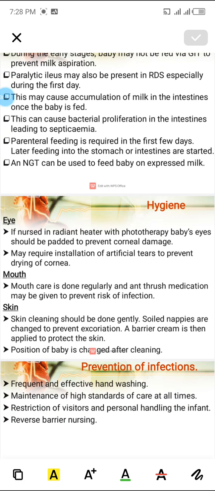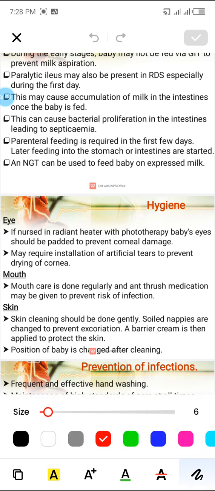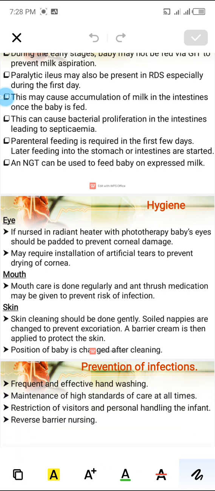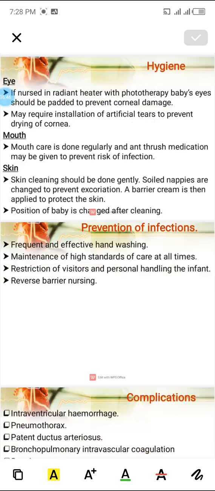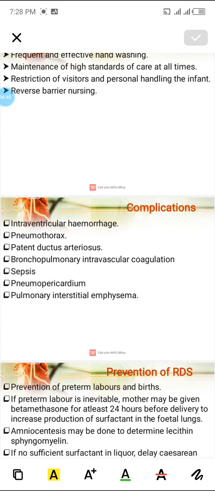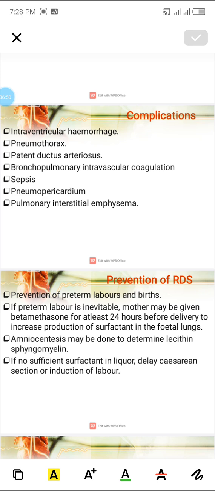Then you can do eye care. So these are just on hygiene. That's hygiene. You can do eye care and mouth care, skin care. So you can do a lot. So this is not all. This is just a guide or a sample. So you can write a lot under this. So let's look at now the prevention of RDS.